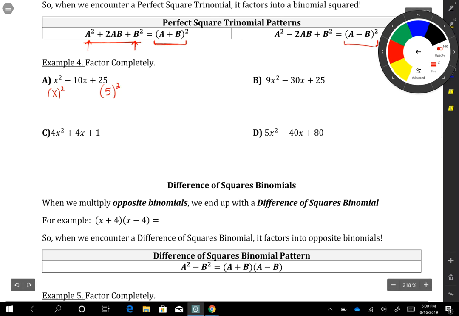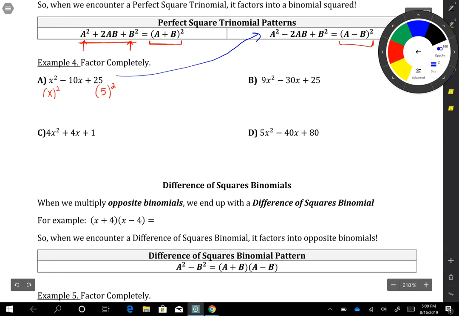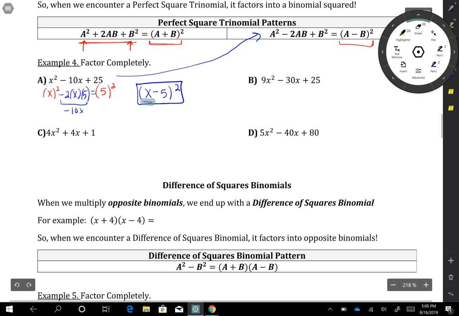So this one with a negative 10x in the middle is going to look like the one on the right because there's a negative. So we would assume that our factor would be x minus 5 quantity squared. And we just need to double check that the middle term would indeed be negative 2 times our first term, which is x, times our second term, which is 5. And of course, negative 2x times 5 is a negative 10x, so that did work. And this is our perfect square trinomial factored. So it's just the quantity x minus 5 squared.